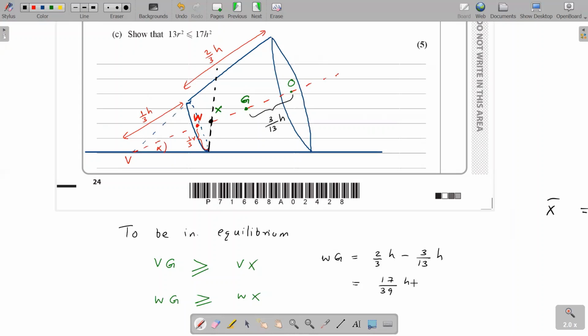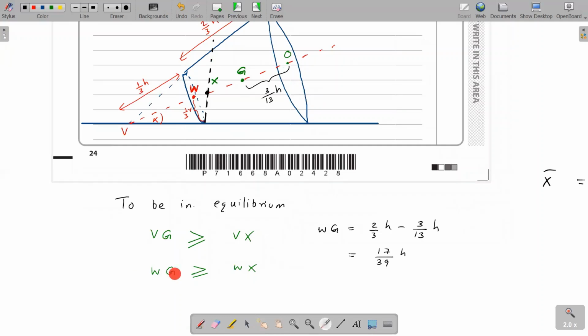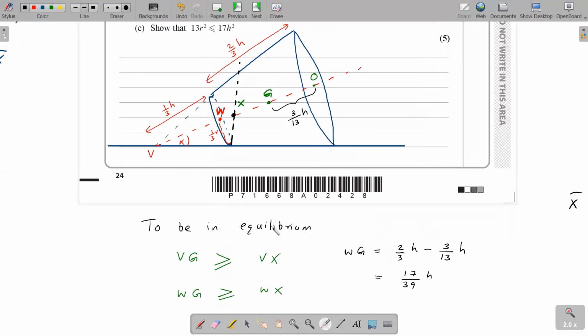17 over 39h. Do you agree? Okay, and then the other one, now I have the WG distance. Now to get WX. WX is a little bit of a challenge, so let me show you how it's done. I think for WX, I will be using the help of the cone that I removed also. Okay, look at how it's done.